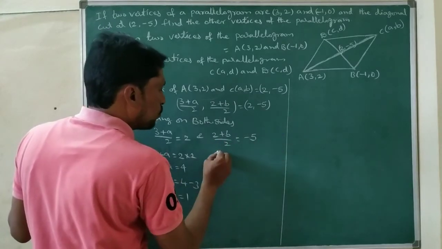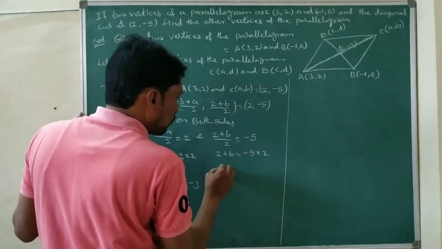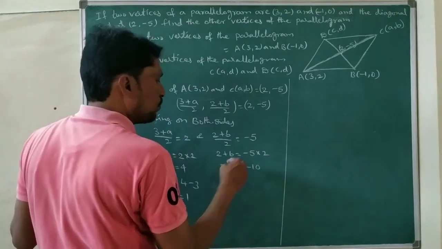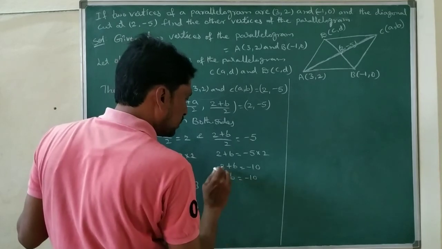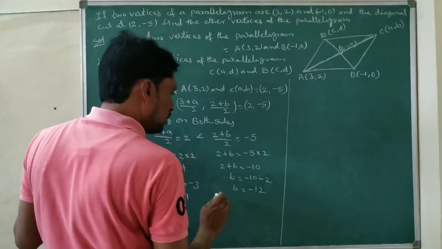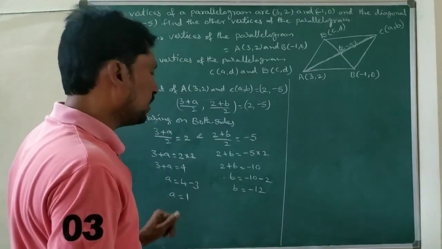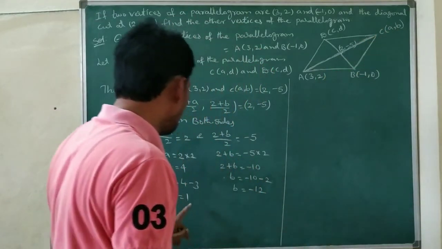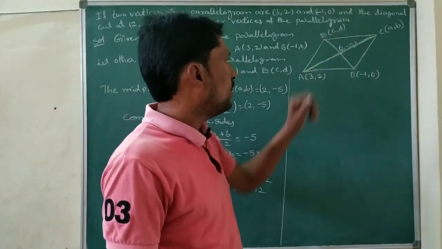Now the same way we can do here. This 2 you can transpose: 2 plus b equals minus 5 into 2, that is minus 10. This plus 2 we transpose to the right. What we get? b equals minus 10 minus 2, so b equals minus 12. The b value we got is minus 12, and the a value is 1. So what is the vertex C? (a, b) equals (1, minus 12). Next we can find the c and d values.